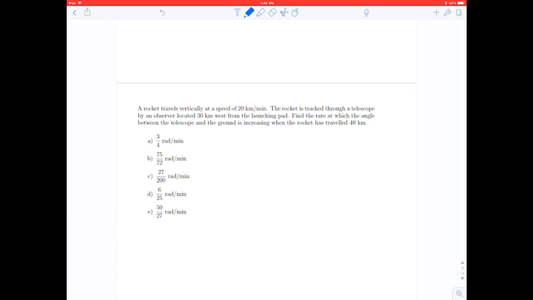Okay, let's see, the rocket travels vertically, that means we will probably have something like that. That's the rocket. Alright, that means it's starting from the ground and it travels up. I will label that distance x. And speed, which is the rate of change of distance with respect to time, it's 20 kilometers per minute. Okay, that means the rocket is tracked by the telescope, which is located 30. That means this will be the telescope and this is 30 kilometers west.